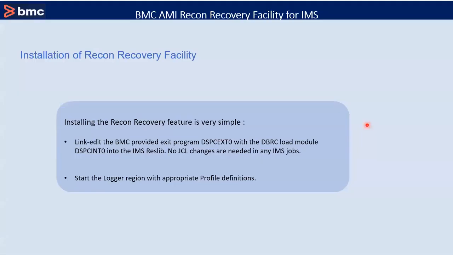Next slide. The installation of this is very easy. As I already mentioned, all you have to do is link our BMC-provided DSPC ext0 in your IMS REST lib. And then you set up the logger region with appropriate profile definitions. That's it. As soon as the logger region is up, it will start creating log records automatically for any updates to the recon for the profiles you have defined. So it's pretty simple.